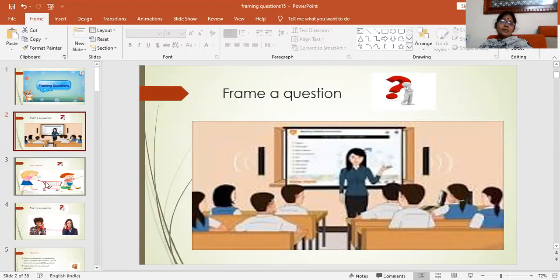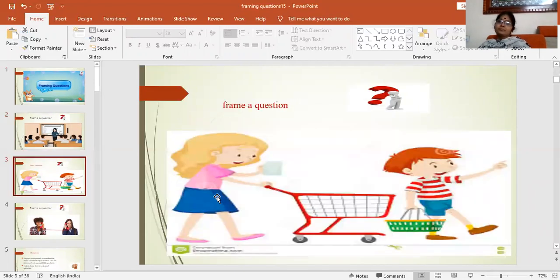Similarly, let us look at this picture. What questions can you frame by looking at this picture? What is the bag? What is the boy carrying in the basket, right? Or where are they going? Are they going to the supermarket? Right? So we can frame different questions by looking at this picture.